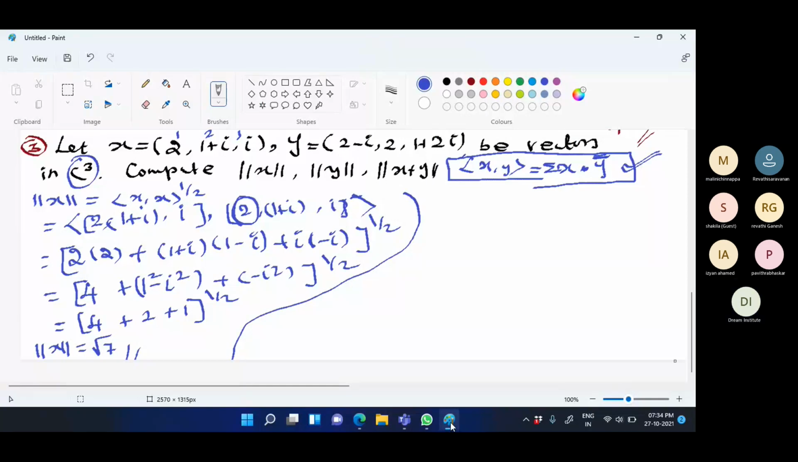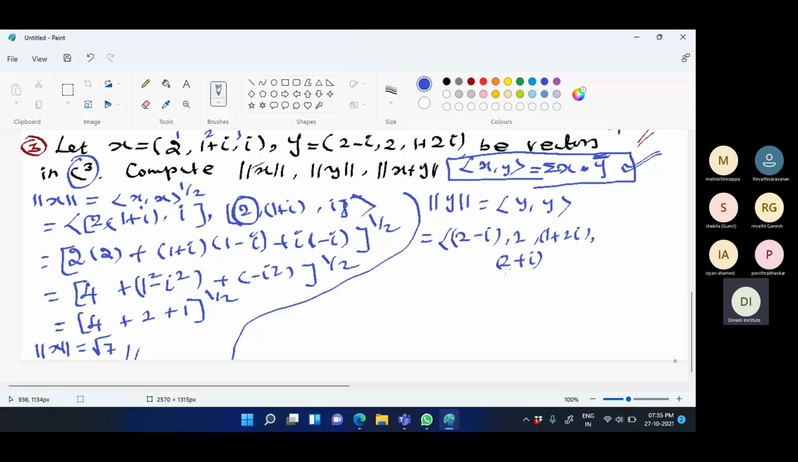Okay. So what is the norm of y? The same as norm of x, we can do it now. Norm of y is y comma y. So what are the y values here? 2 minus I comma 2 comma 1 plus 2i comma 2 plus I. We are taking the conjugate here itself. After that you can just multiply, no problem.